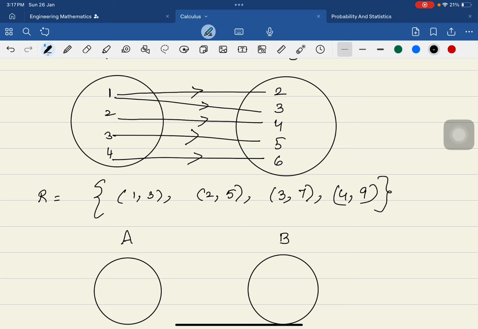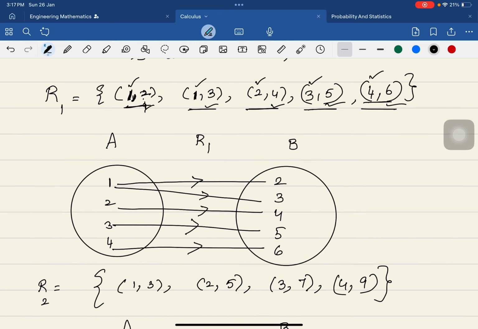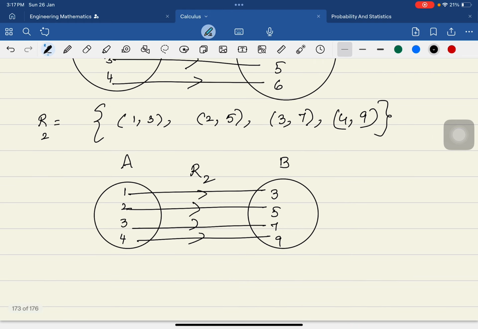The first elements are 1, 2, 3, and 4. And the second elements are 3, 5, 7, and 9. So 1 to 3, 2 to 5, 3 to 7, and 4 to 9. This is also another relation. Let me call this R2. R1 is this and R2 is this. Like this we can define a relation. So relation means the set of all ordered pairs.